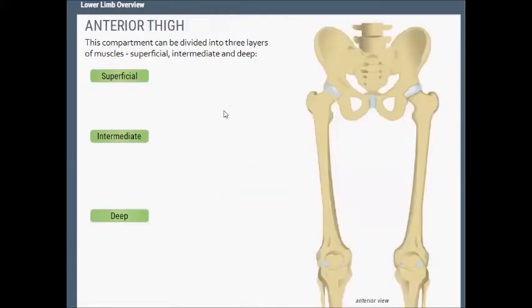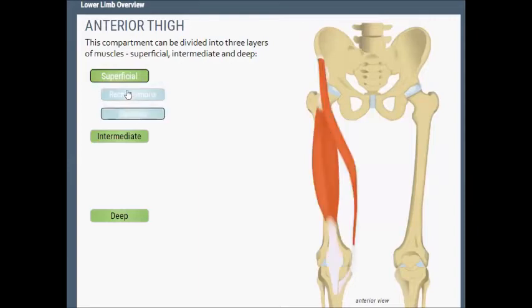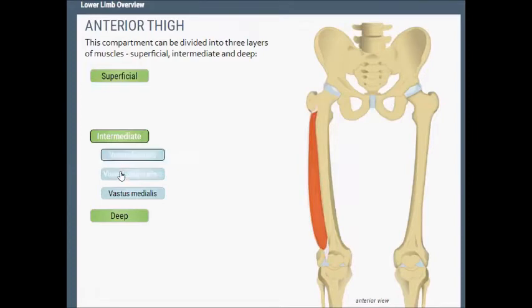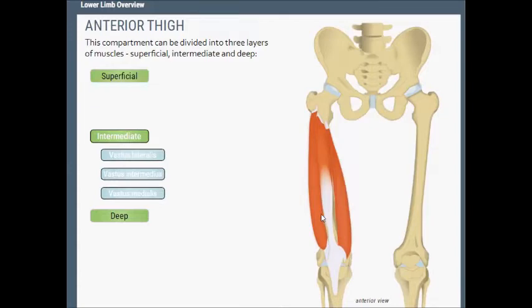Then in the anterior thigh region, again there are three compartments: superficial, intermediate, and deep. In the superficial compartment, there are two muscles: rectus femoris and sartorius. Rectus femoris is this one, the bigger muscle, and sartorius is also called the tailor's muscle. This is the longest muscle of the body. Then in the intermediate compartment, there are three vastus muscles. Vastus lateralis on the lateral side, vastus intermedius in the middle, and vastus medialis on the medial side. You can see vastus medialis is present on the medial side and goes toward the upper end of the tibia region.